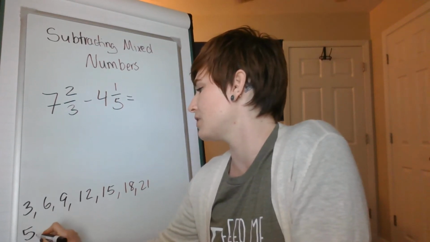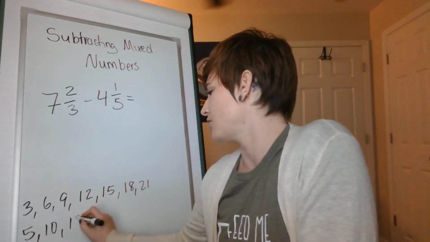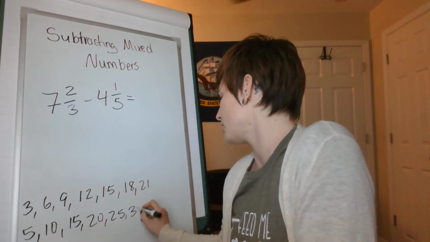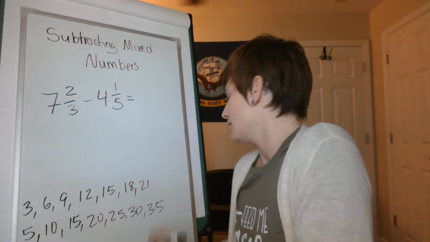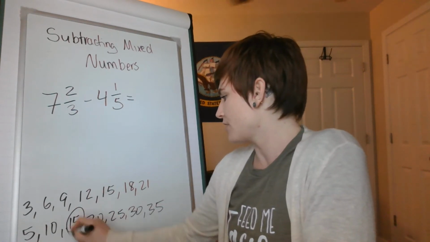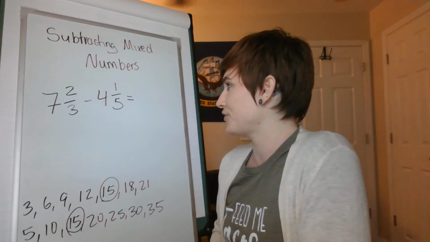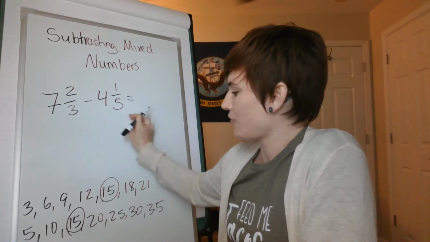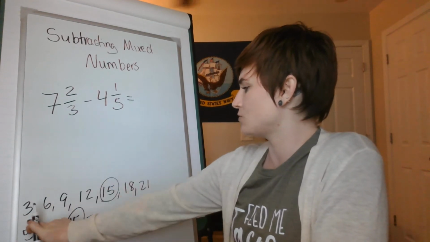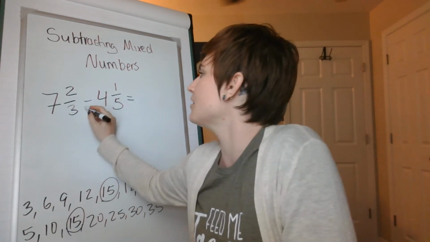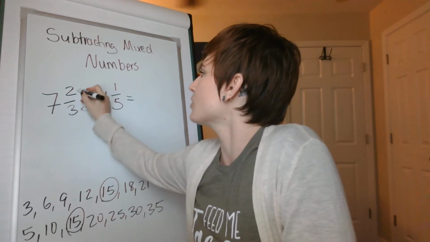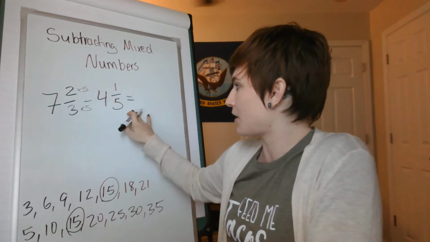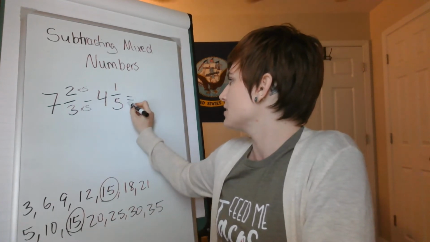So then we're going to do our fives. Fives you should have down already. 5, 10, 15, 20. I've already found mine, but I'll keep going. 25, 30, 35. So the two that I have are 15 and 15. So what I'm going to do is rewrite my fractions. So my multiple of 3 is 1, 2, 3, 4, 5 times 5. And whatever I do to the bottom, I do to the top. Whatever I do to the denominator, I do to the numerator. And my 5 is going to be 1, 2, 3 times 3.